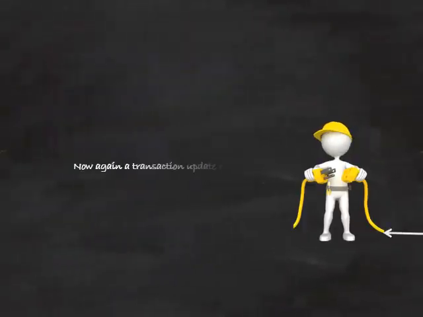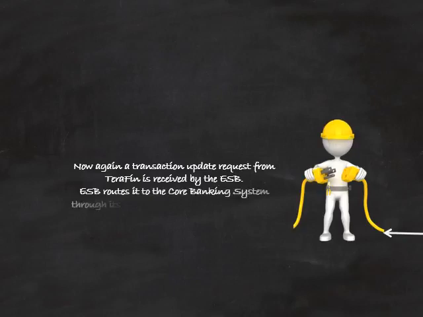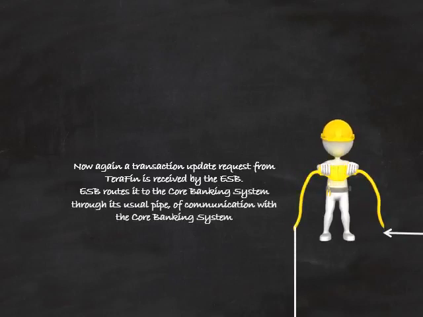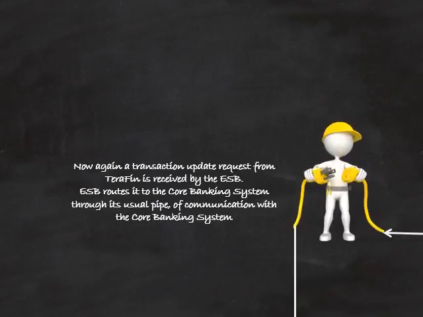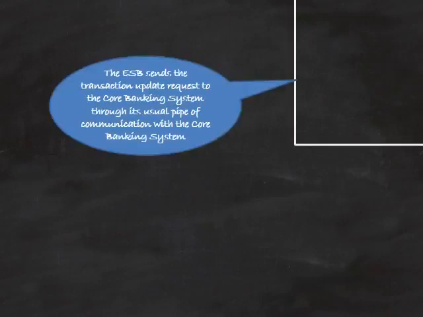Now again, a transaction update request from TeraFin is received by the ESB. The ESB routes it to the core banking system through its usual pipe of communication with the core banking system. The ESB sends the transaction update request to the core banking system through its usual pipe of communication.